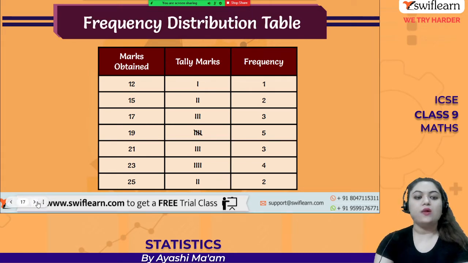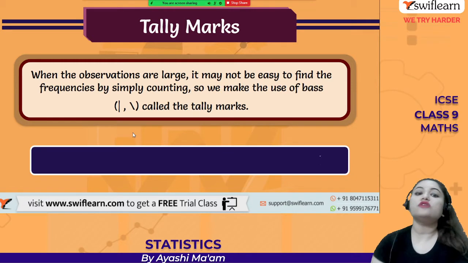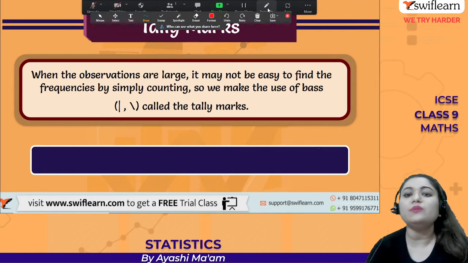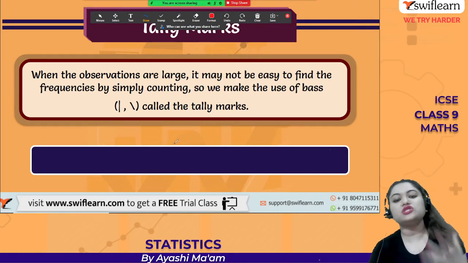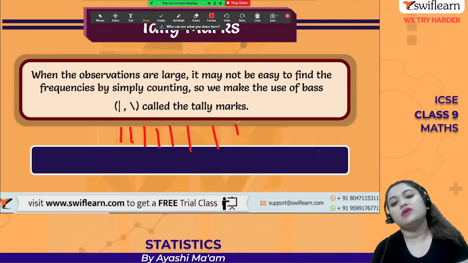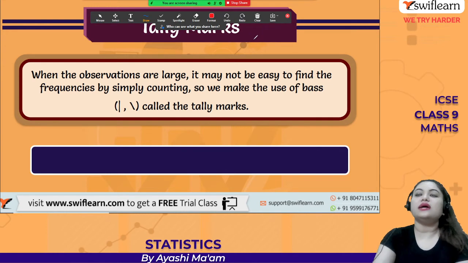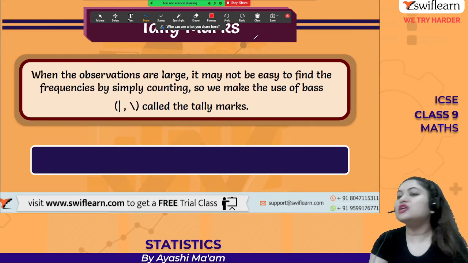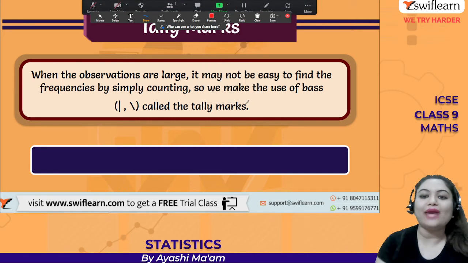Okay, now let's see more about tally marks. When the observations are large, it may not be easy to find the frequencies by simple counting, right? So maybe you have a frequency which is 15, then will you keep counting 1 2 3 4 5 6 7? We are doing statistics or making tables so that it becomes easier to study the data, right? This will not be easy, it will take a lot of time.